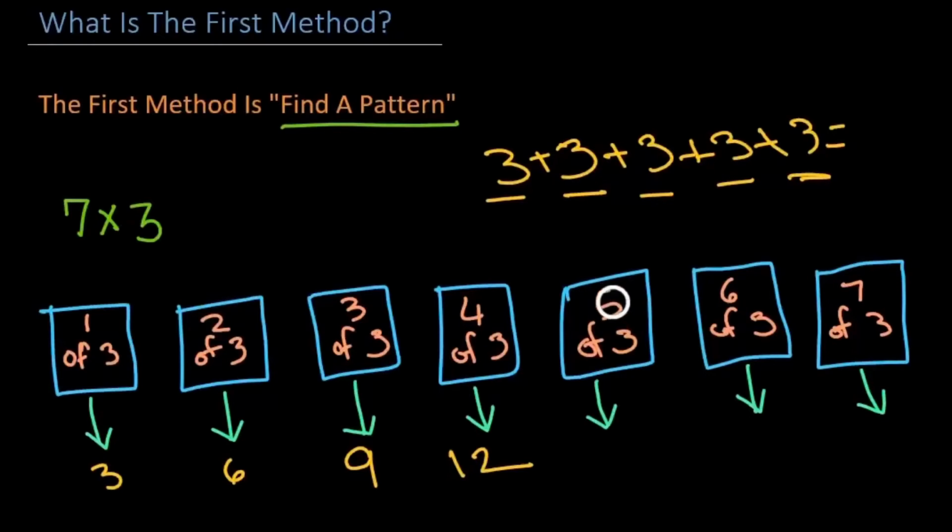If we count it wrong, we're going to get the wrong answer. But anyway, we have 3 plus 3 plus 3 plus 3 plus 3. We have 3 in groups. We have 5 groups of 3. So that means this is going to be 15. If you add it, you'll get 15.